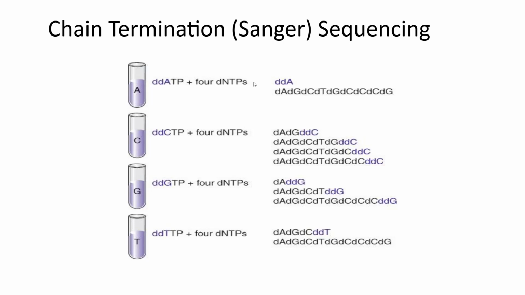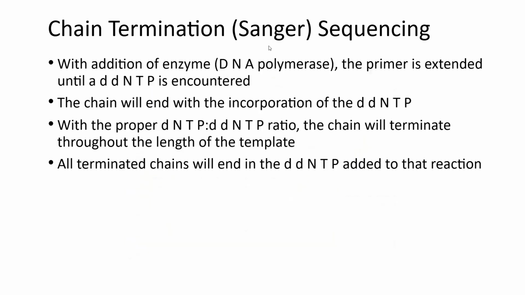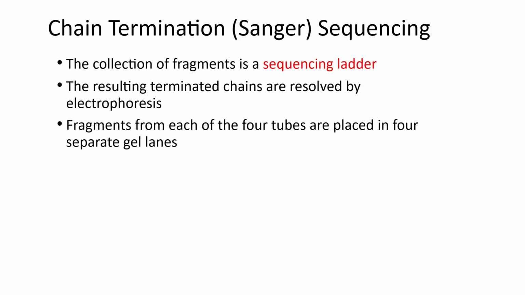In order to figure out the sequence of a strand of DNA, the primer is extended until a ddNTP is encountered. The chain will end with the incorporation of the ddNTP. With the proper dNTP-ddNTP ratio, the chain will terminate through the length of the template at every single base. All terminated chains will end in the ddNTP added to that reaction. The collection of fragments is a sequencing ladder.